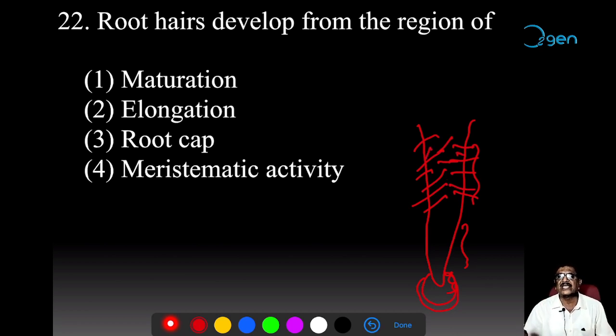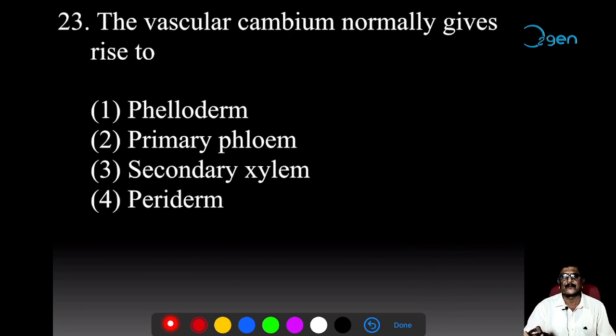So root hairs are in the region of maturation. It is correct, not in the elongation. So it does not consist of root hairs in elongation, and the root cap doesn't have elongation, and meristematic activity here also has no root hairs. Hence option 1 is correct.